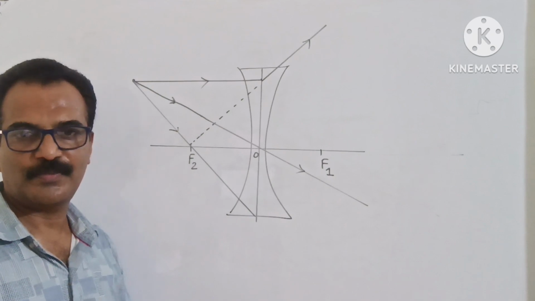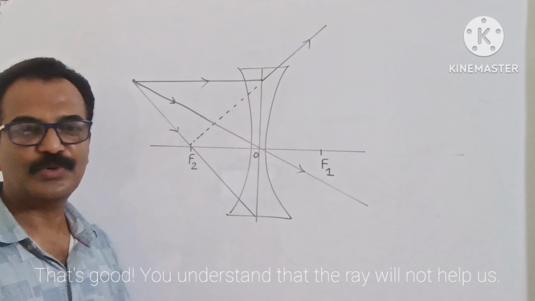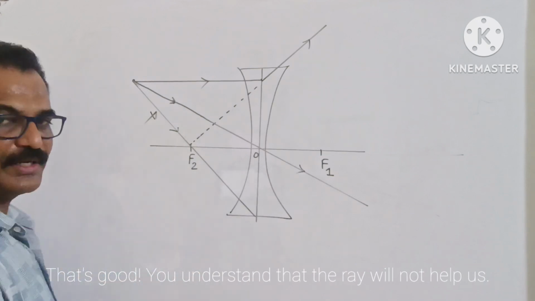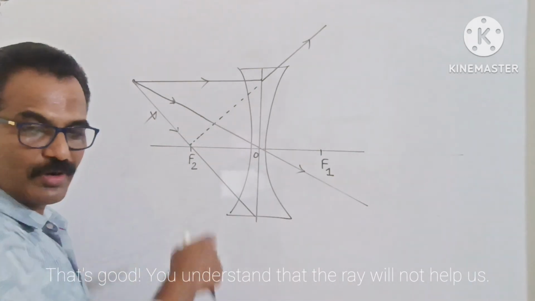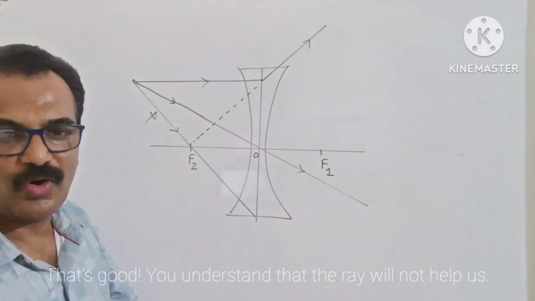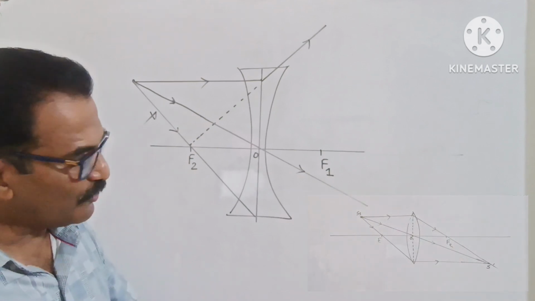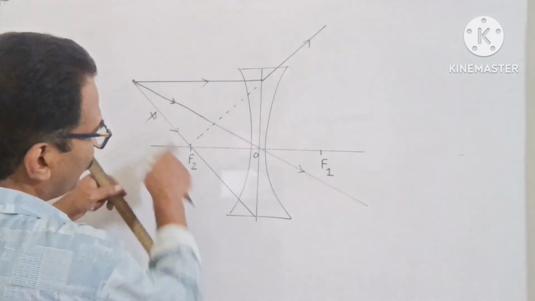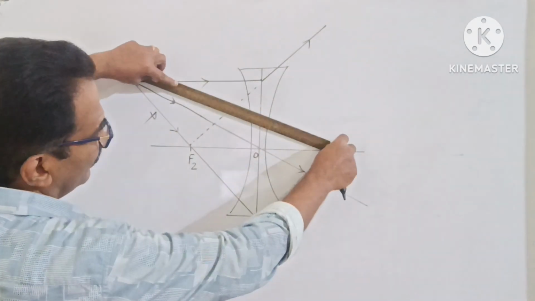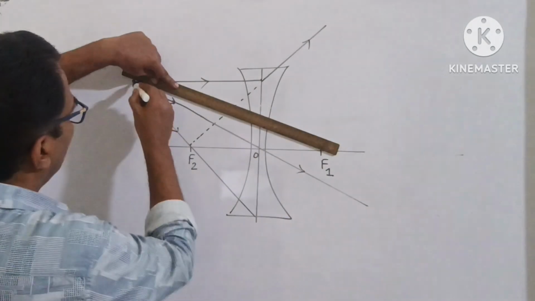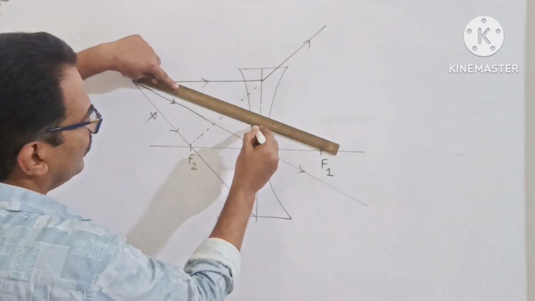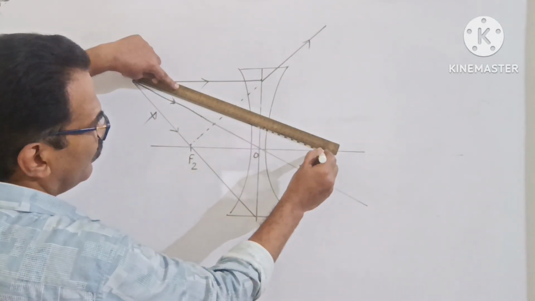I don't know. You don't know. Because that is not the ray you need. This ray passing through the focus is taken in the case of a convex lens. That already I have told you just now. In the case of a concave lens, we are not taking the ray passing through the focus; we are taking the ray which is directed towards the focus, towards this first focal point, not this one.